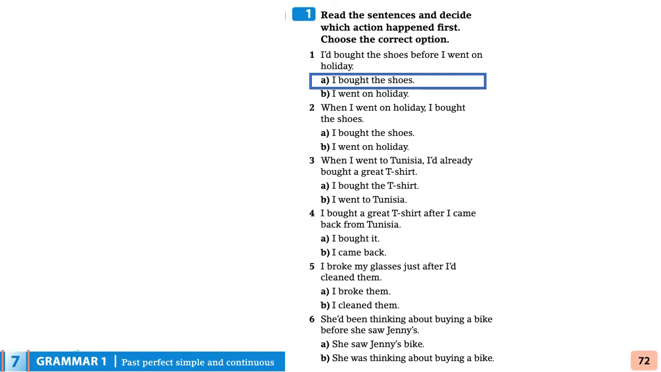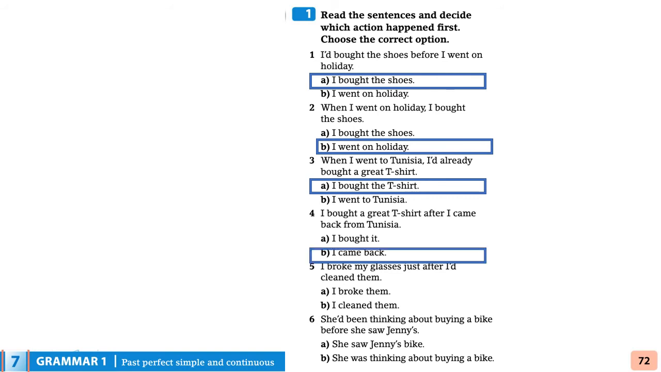Number 2, when I went on holiday, I bought the shoes. So what happened first? Yeah, I went on holiday and then I bought the shoes there. Number 3, when I went to Tunisia, I had already bought a great t-shirt. So yeah, before I bought the t-shirt and then I went to Tunisia. Number 4, I bought a great t-shirt after I came back from Tunisia. So, yeah, I came back and then I bought it.